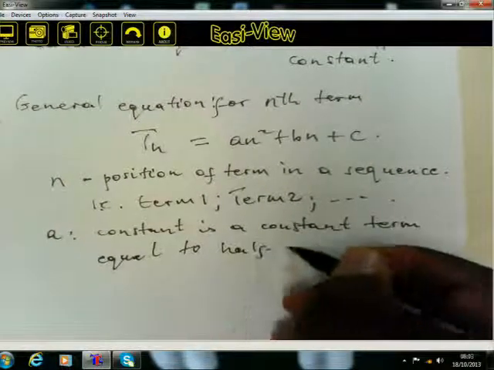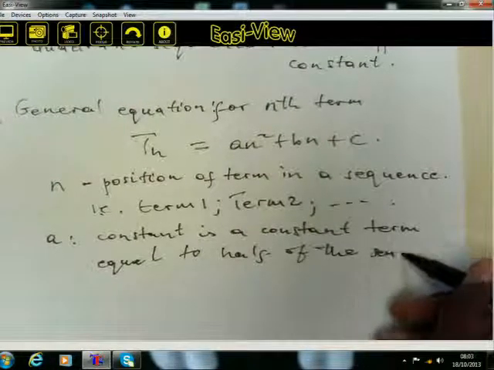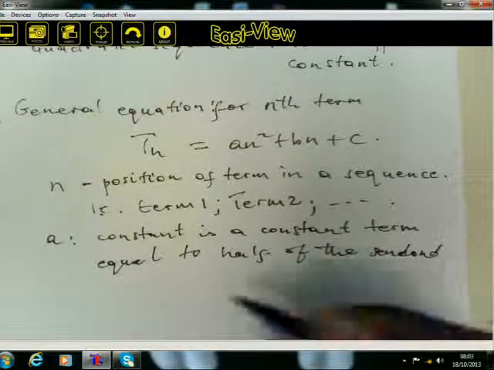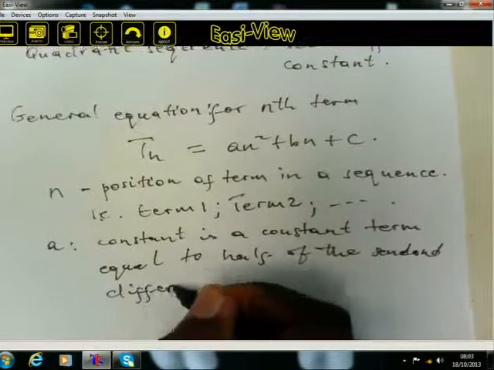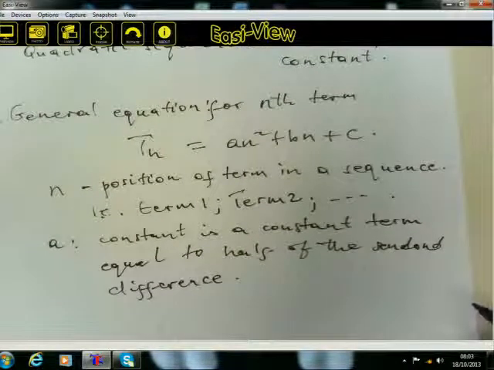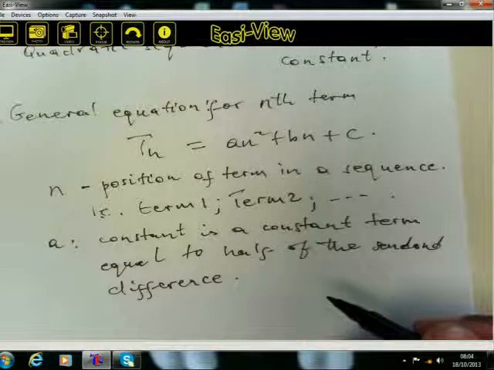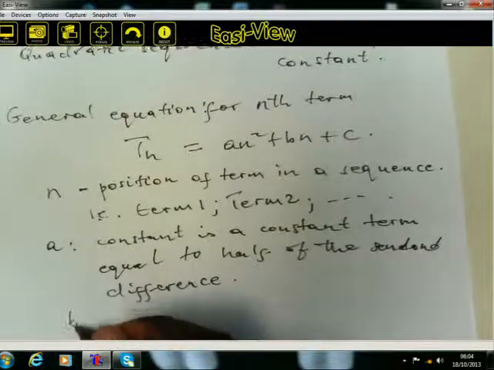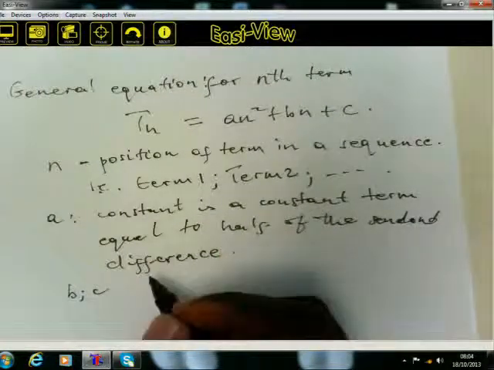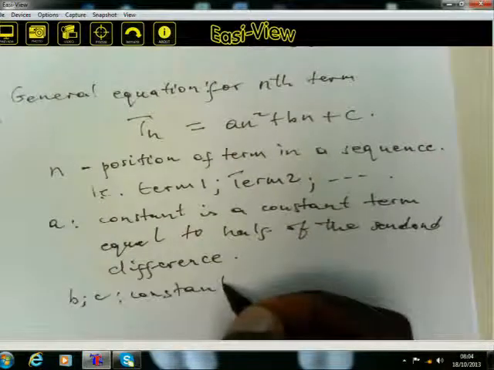half of the second difference. Very important. I'm going to explain it again. As I said before, A is a constant and it is equal to half of the second difference. I will come to this second difference as we go on. And then also B and C are constant terms.